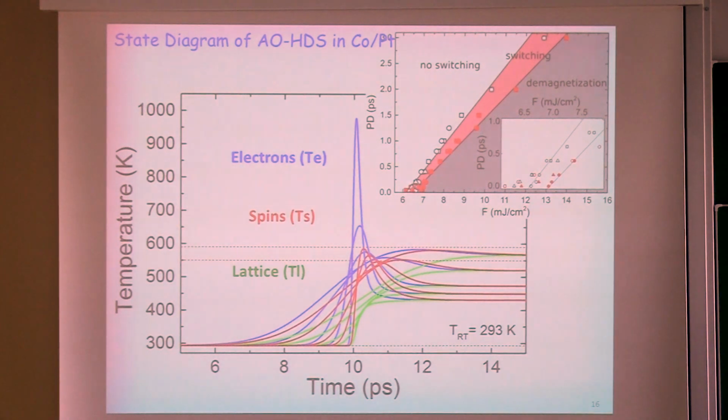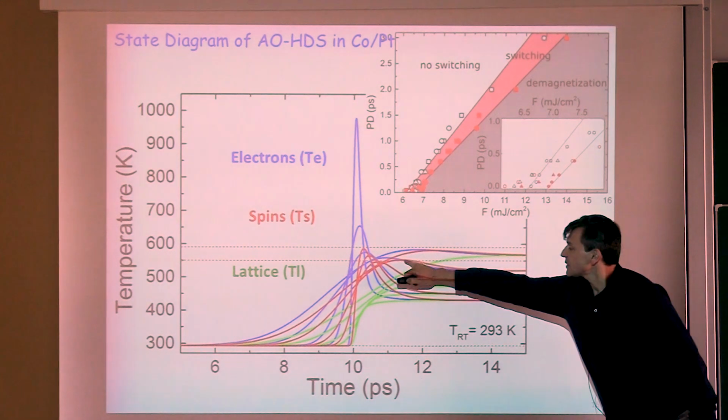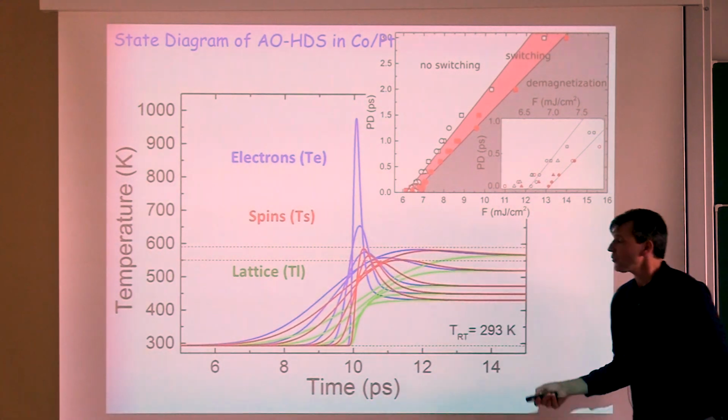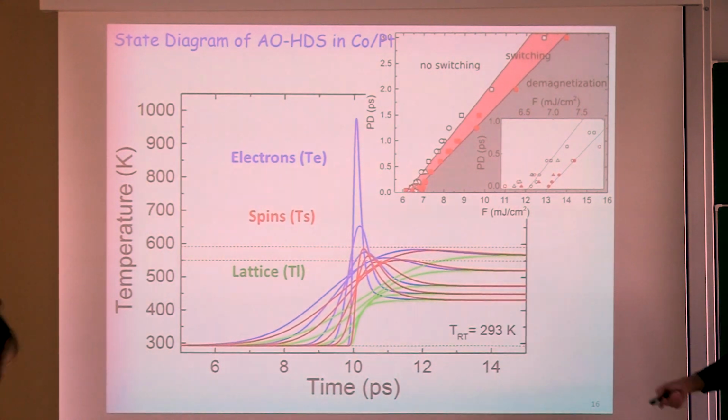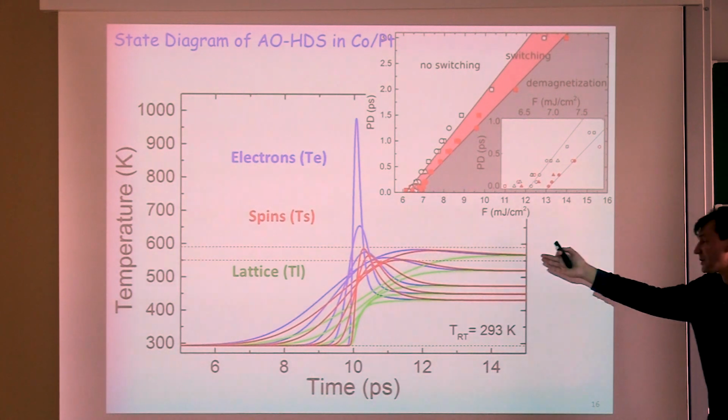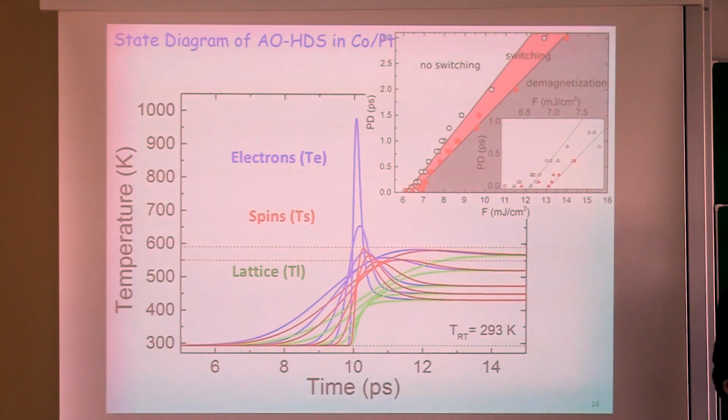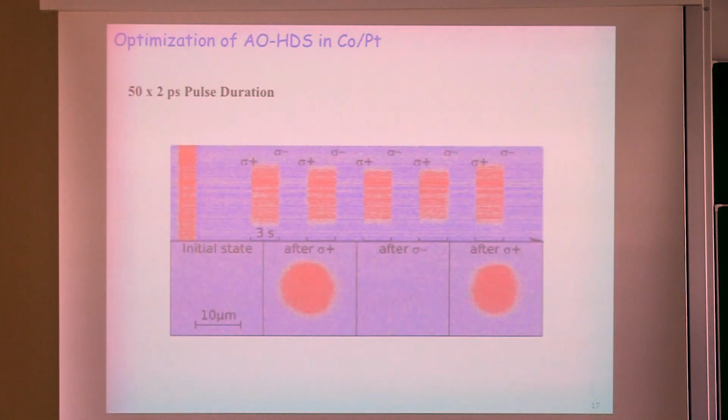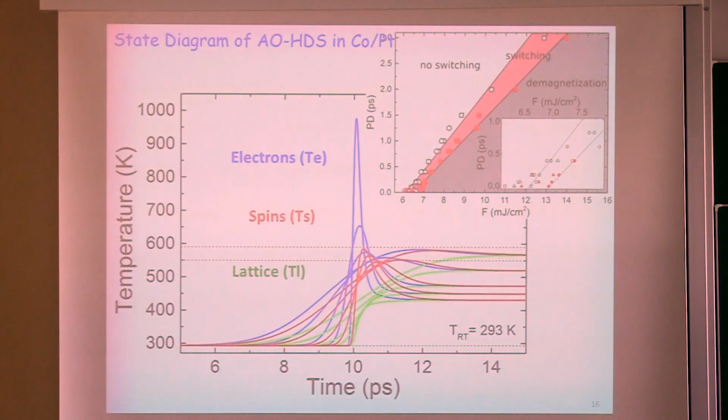Most of the parameters we obtain from literature show that the temperature of the spins always comes to the same temperature, and this temperature is close to the Curie temperature of the system. So it looks like the spin temperature has to come close to the ordering temperature in order to observe the switching. And so that's the state diagram.